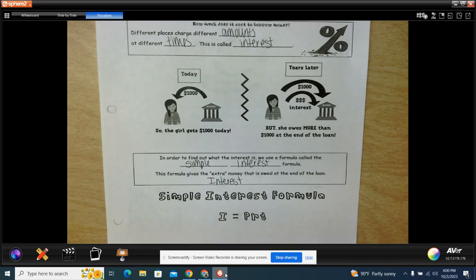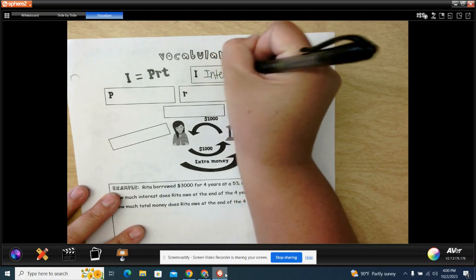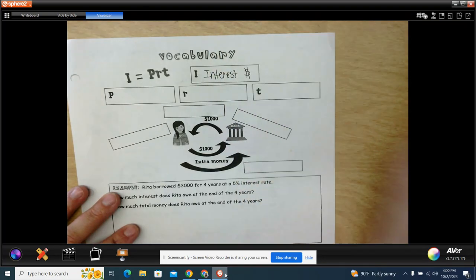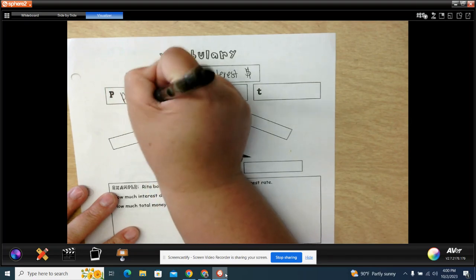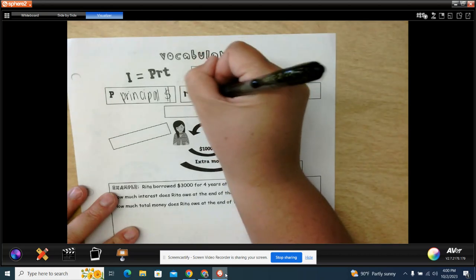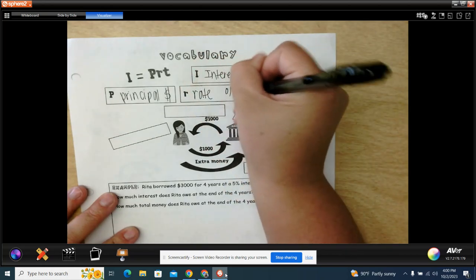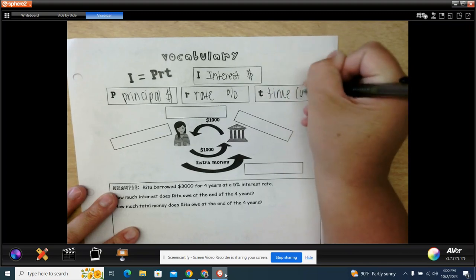Let's see what each of those letters represents. I is our interest. This is our money amount. P is our principal, the money that we borrow from the bank. R is our rate as a percentage. T is our time in years.